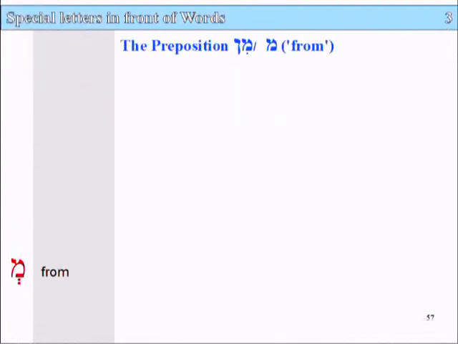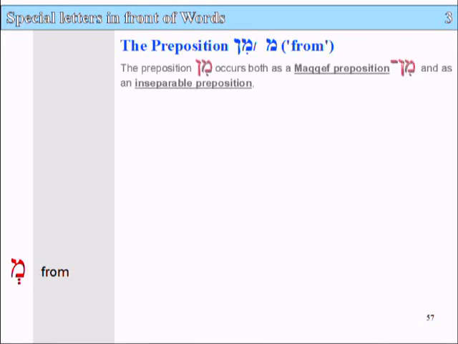Slide 57, Lesson 3, Special letters in front of words. The preposition min, or me, which means from. The preposition min, mem, nun, occurs both as a makef preposition, a makef is this short horizontal line, we'll talk about that in a second, and as an inseparable preposition, just the letter mem. It's actually joined to the word, just like the other examples.